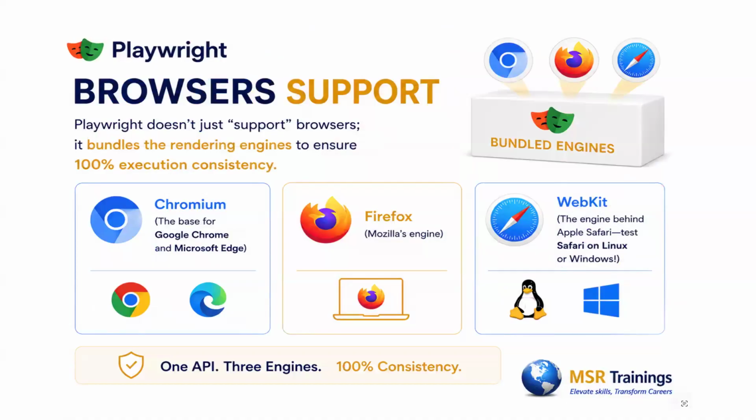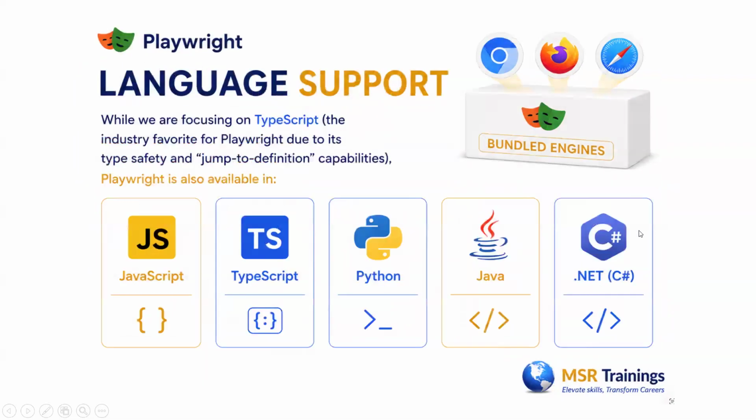Then we discussed the browser support in Playwright. Playwright supports Chromium-based browsers, that is Chrome and Edge, and it supports Firefox and WebKit. Then we discussed the languages that Playwright supports. If you want to write the automation scripts, you can use JavaScript, TypeScript, Python, Java, or C Sharp. But as part of this course, we are going to learn Playwright with TypeScript.